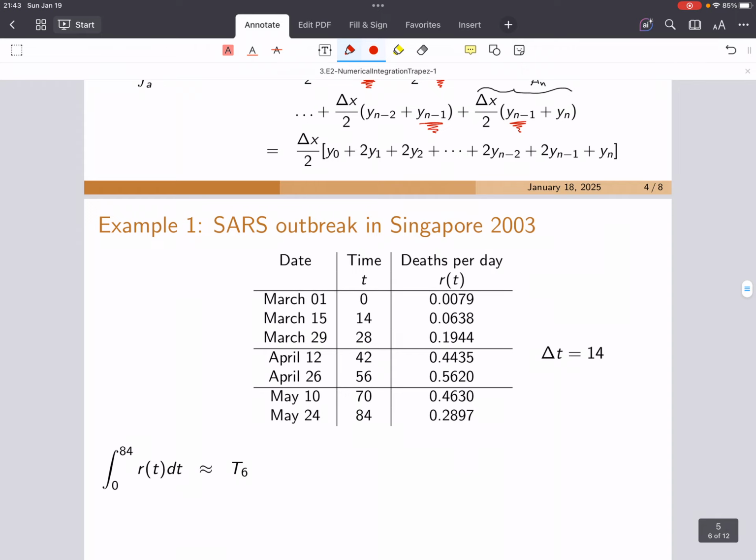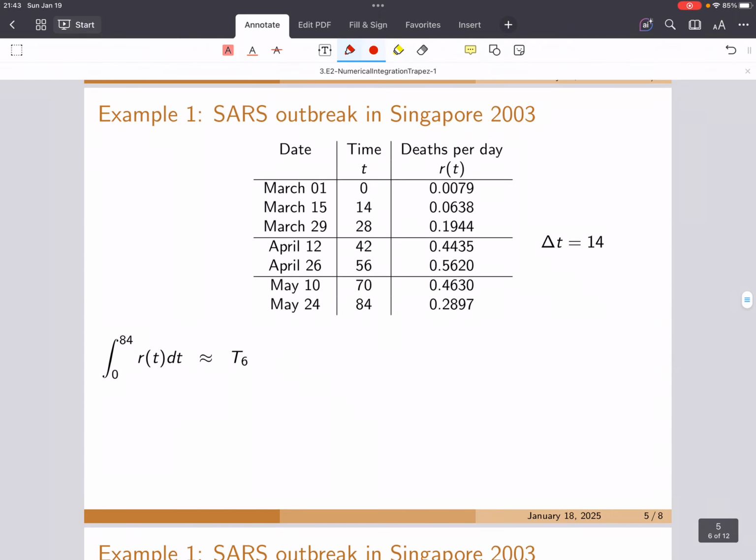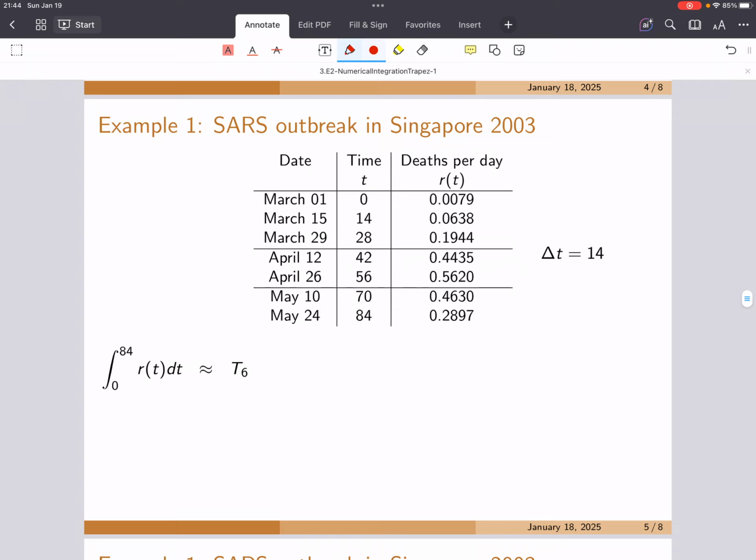All right, let's do 2 examples. The first example is the same one that we looked at in the first video as well, when we studied the left point rule and the right point rule. And that's to look at the data given to us for the SARS outbreak in Singapore in 2003. The data points that we have are spaced 14 days apart from each other. So we have 6 intervals of 14 days. That means that our delta t is 14 days.